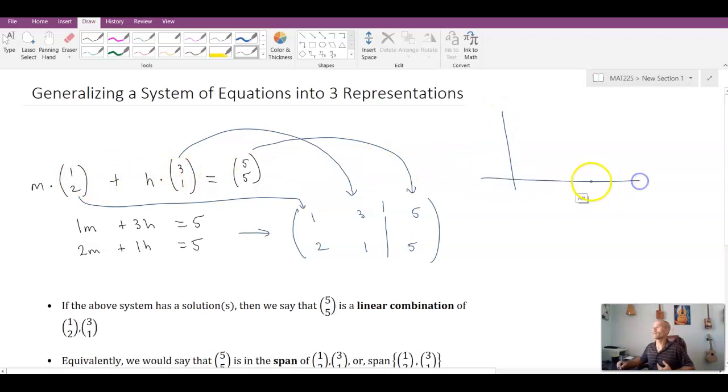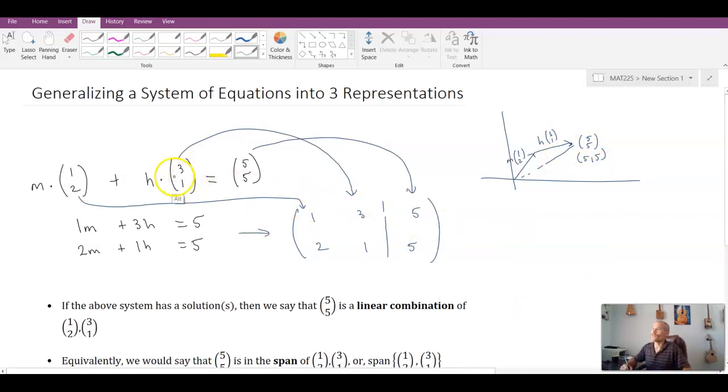Remember, what we're trying to do is take the 1, 2 vector, and then the 3, 1 vector to get us to the point 5, 5. Or we could write that as the vector 5, 5. The vector 5, 5, remember, is the vector that extends from the origin to that final tip. So we want to know what multiple of the 1, 2 vector, m multiples of that 1, 2 vector, plus h multiples of the 3, 1 vector should get us to the point 5, 5.